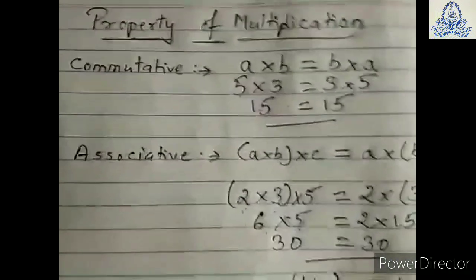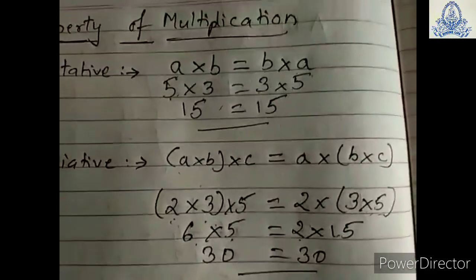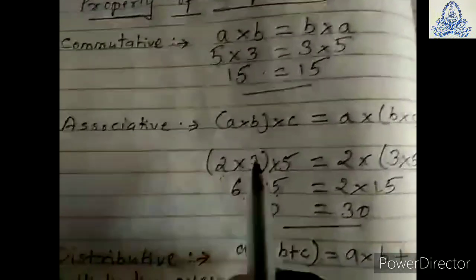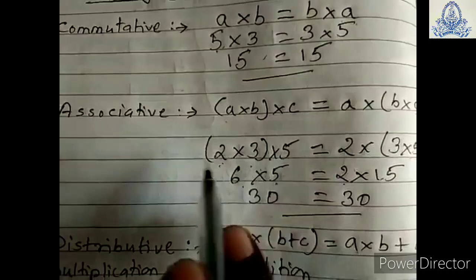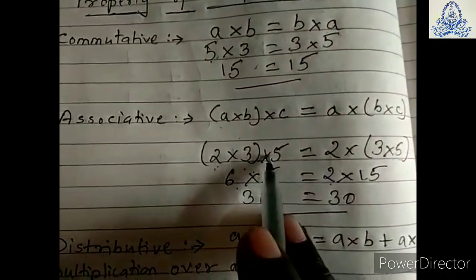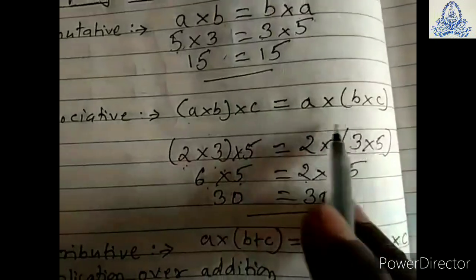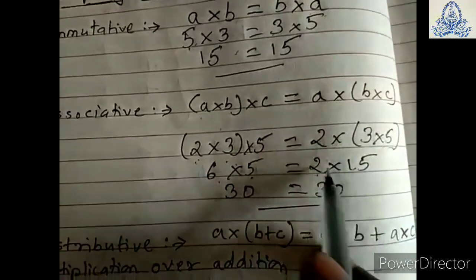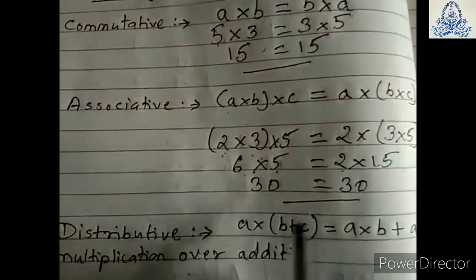The answer will be the same according to the associative property: whichever three integers you multiply, we multiply first any two integers and then we multiply the answer with the third integer. The answer you get on both sides will be the same, as here we can prove it.